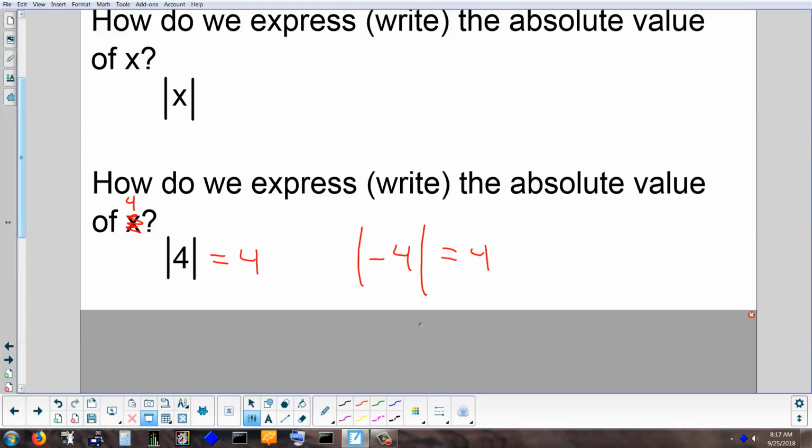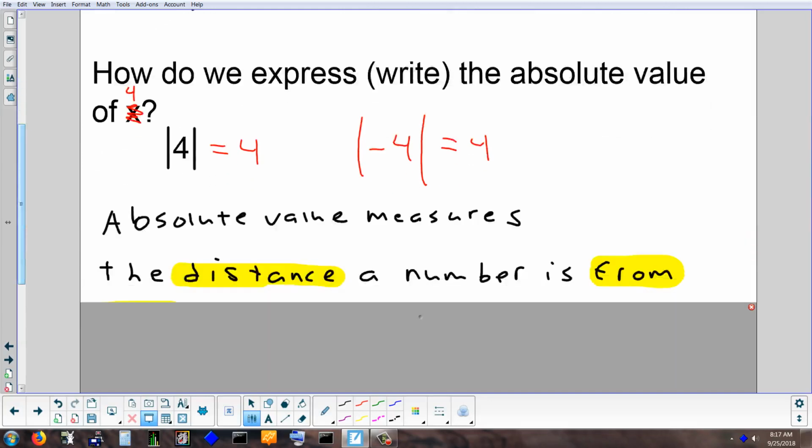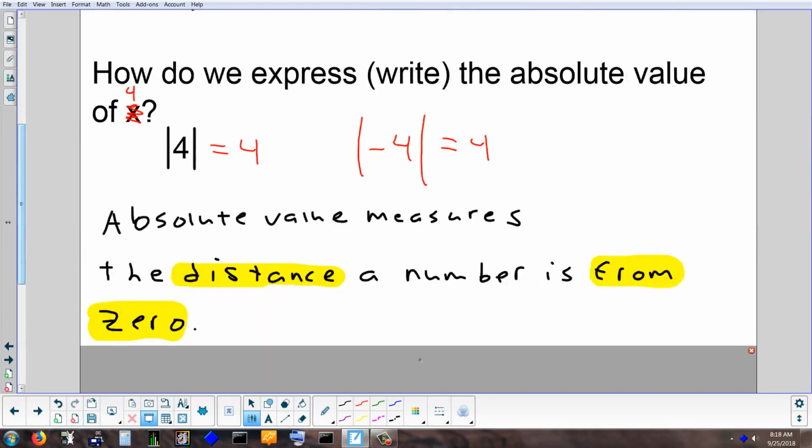So what does that tell you? When you take the absolute value of something, you always get what kind of number? Always positive. And that's because absolute value measures a distance. So guys, the only thing you have to write in your notes is just what's highlighted: distance from 0. That's what absolute value measures.